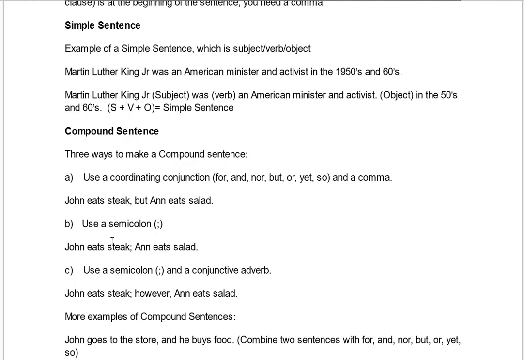You can use a semicolon. John eats steak, semicolon, Anne eats salad, and the semicolon means and. Use a semicolon and a conjunctive adverb. John eats steak, semicolon, however, Anne eats salad.